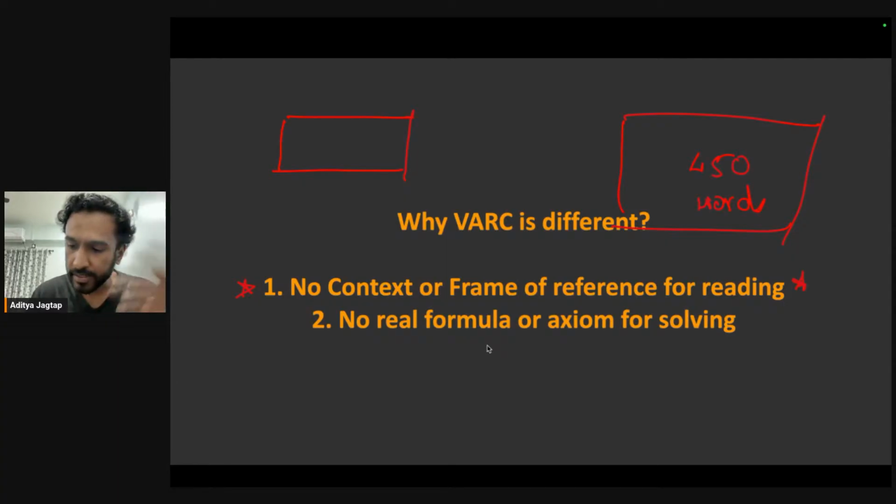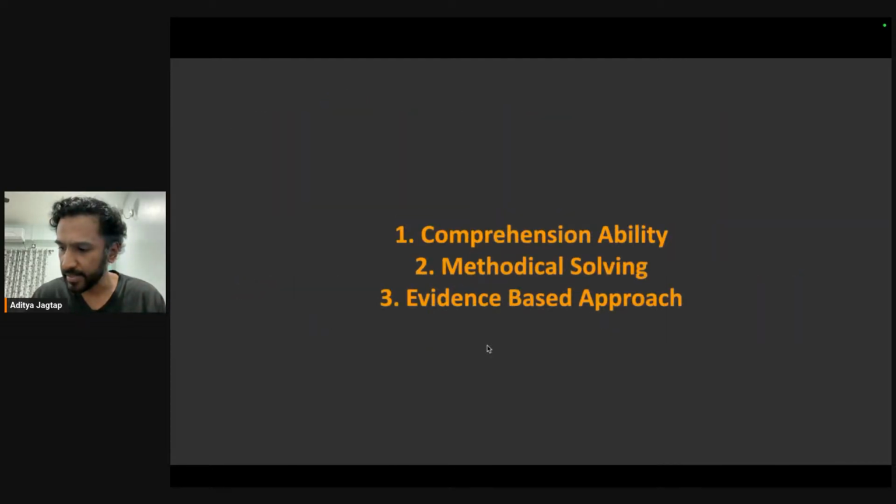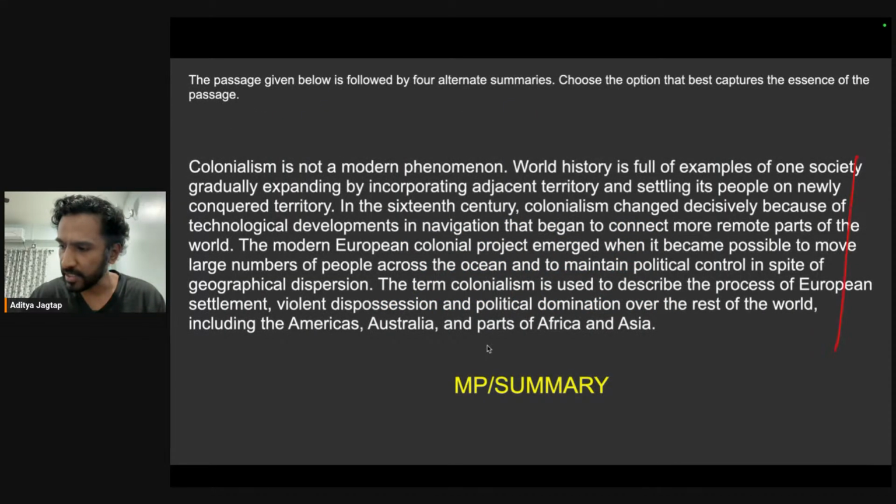So let's say a 150 to 200 word passage for para summary. If you have any kind of passage like this, what you require to really comprehend it very quickly is a title and a subtitle, right? But we don't get that in the exam, right? In the exam, all we get is some passage like this.